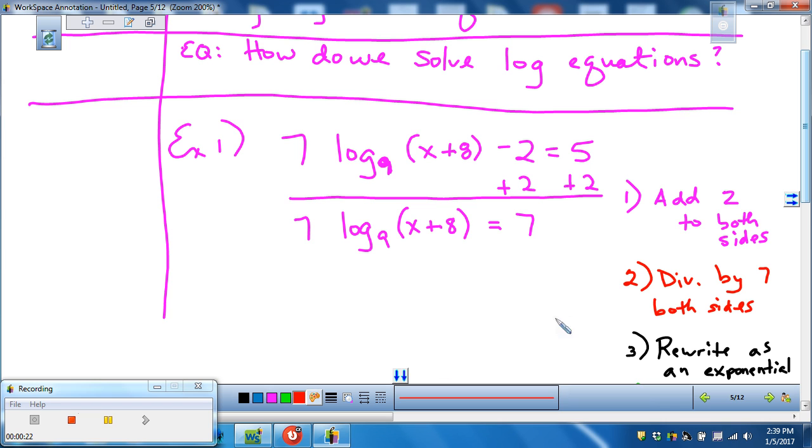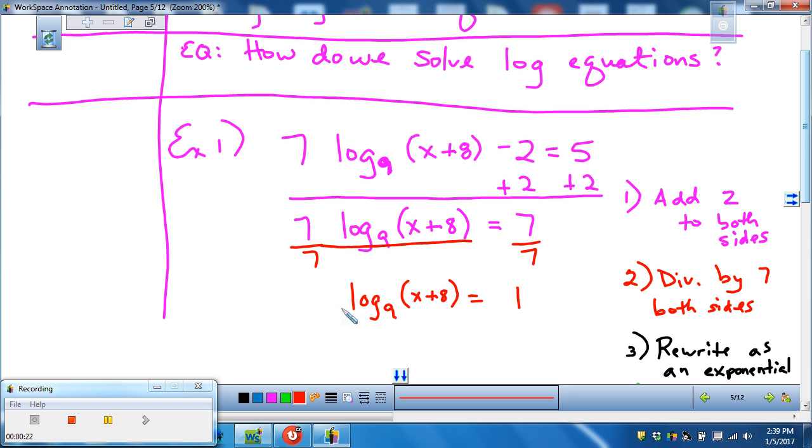Now my next step, I need to get rid of this 7. Remember, I'm trying to isolate the x, so I'm going to get rid of the 7 by dividing by 7 on both sides. So I'm left with log base 9 of x plus 8 is equal to 1.